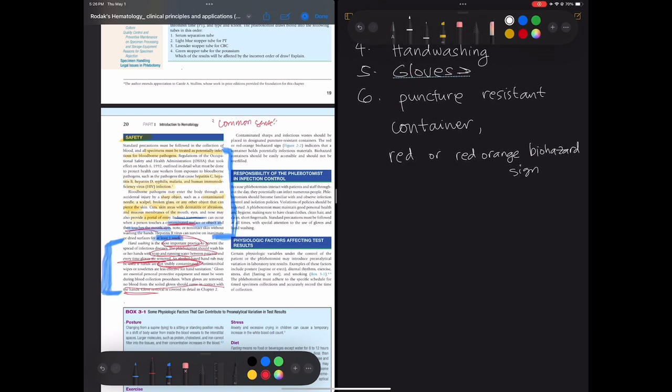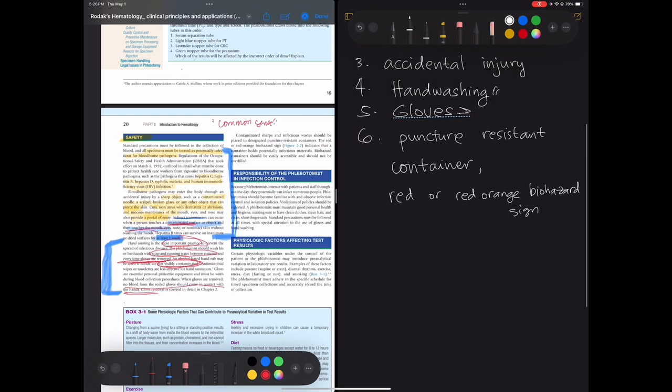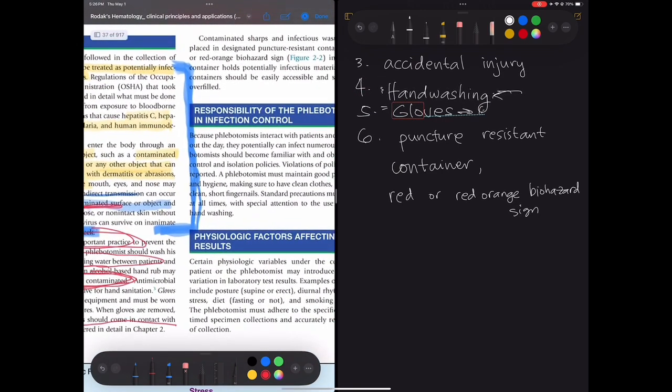Okay. And of course, for our safety, we need to remember that hand washing and gloves are very, very important. So these are the 2 things that you have to remember, especially working in the lab, not only in the hospital setting, but as long as you're in the lab. Now, a phlebotomist should be responsible with infection control since we have this chain of infection. And the only way to block it is through what? Through hand washing.